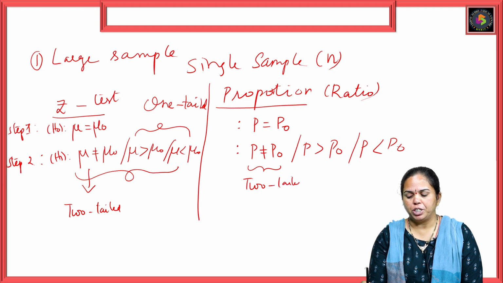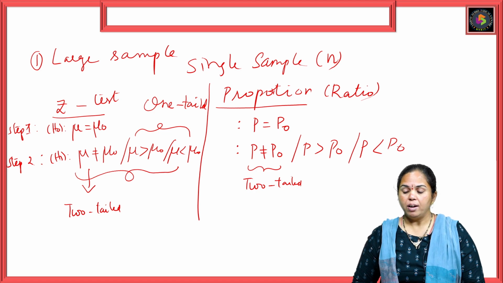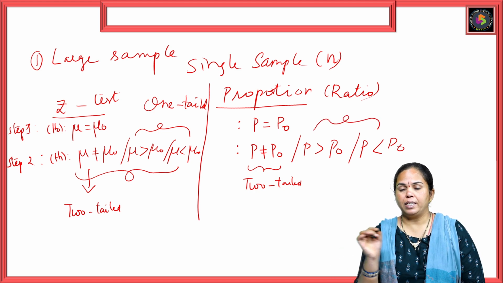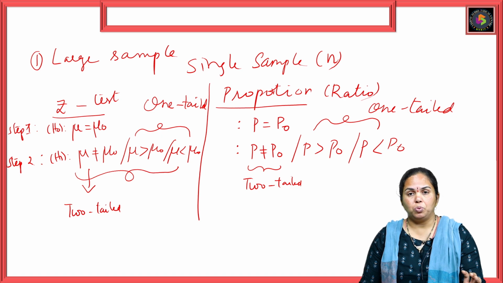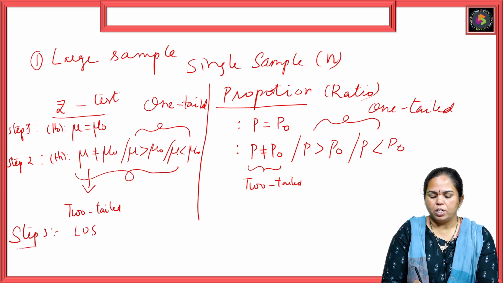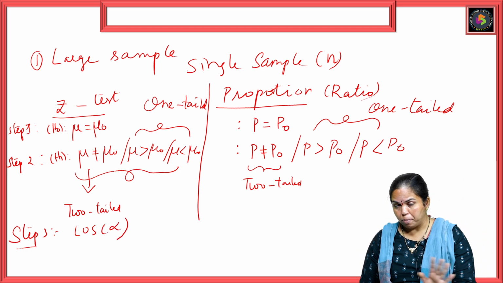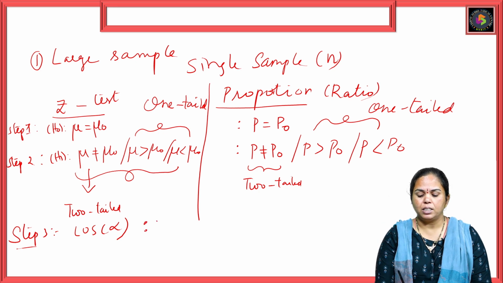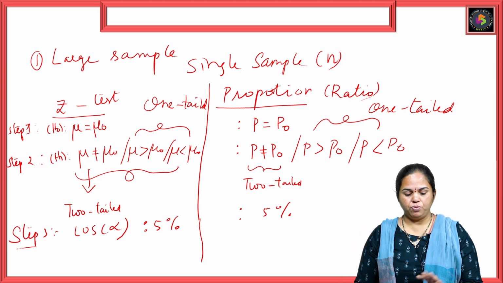Similarly, for P not equal to P naught, it is called as two-tailed. These points need to be mentioned in the problem. So the accuracy you mention in the problem, that many marks you can secure in the exam. And P greater than P naught or P less than P naught, it is called as one-tailed test. So these are the two steps. Next, step 3, level of significance alpha. If it is not mentioned in the problem, then you consider it as 5%. So these are the first 3 steps. If you write these first 3 steps, at least you will get a few marks for this topic.